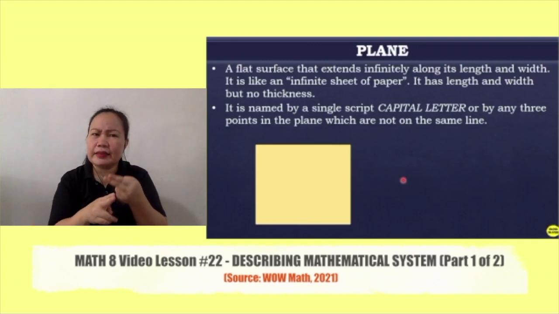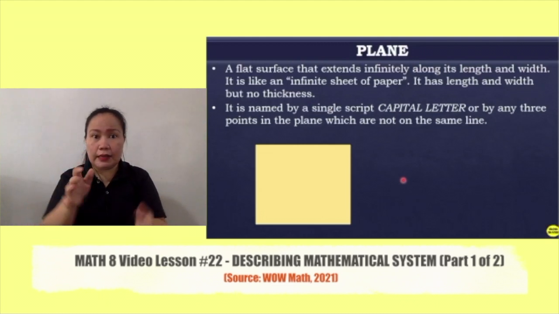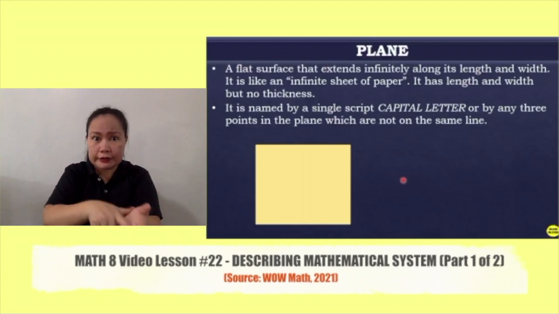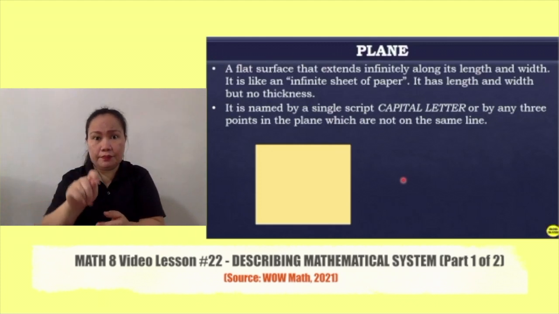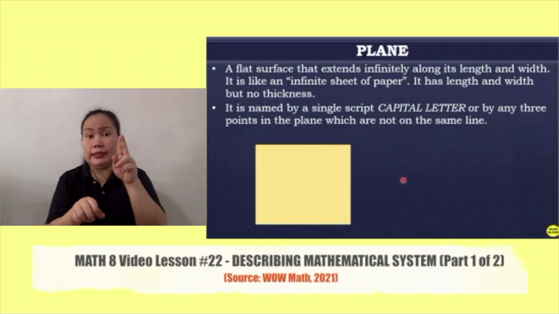Now, it is named. How do we name a plane? It is named by a single script, capital letter. Okay, so, ang difference niya sa line, ang line, pwede mo siyang pangalanan ng 2 points or single script, small letter. Okay? Small letter po. Pero kapag plane, pwede mo siyang pangalanan using single script, capital letter.